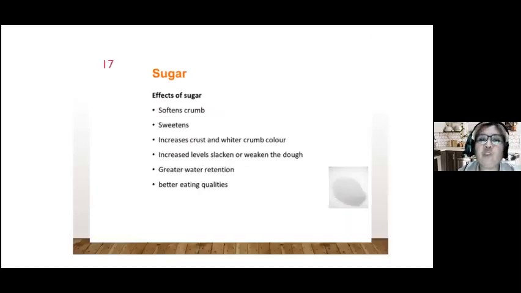Sugar. Of course, sugar is also another carbohydrate, a form of simple sugar. It softens the crumb. Of course, it adds sweetness to the product, and it increases crust and whiter crumb color. It increases the level of slacking, or weakens the dough. It creates greater water retention and better eating qualities. So, especially for the kids or the young ones, the yuppies, they would prefer breads which have a higher sugar content.